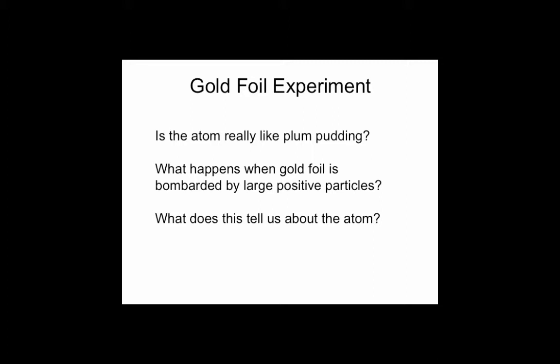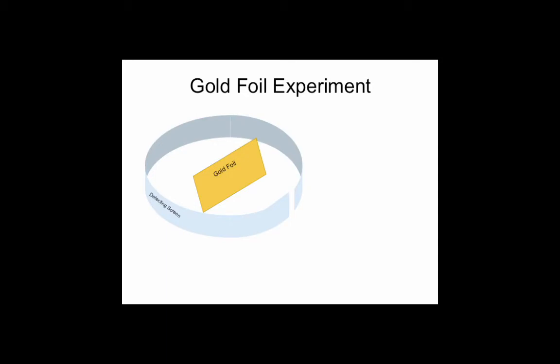Here's how it was set up. On a tabletop, he put a very, very thin piece of gold foil. He pounded it out very thinly and put it in a circular detecting screen. And the screen was made of zinc sulfide, and this has a property: when it's hit by alpha particles, it flashes or it glows. So he actually had a detecting, like a telescope almost, that could go around this detecting screen to notice where the alpha particles would go.